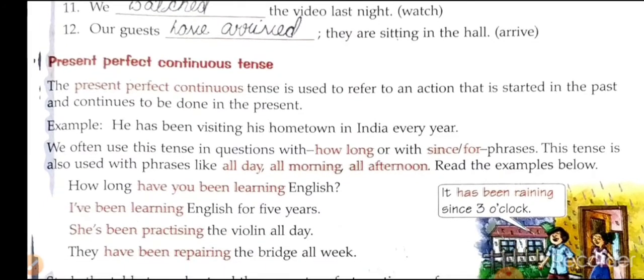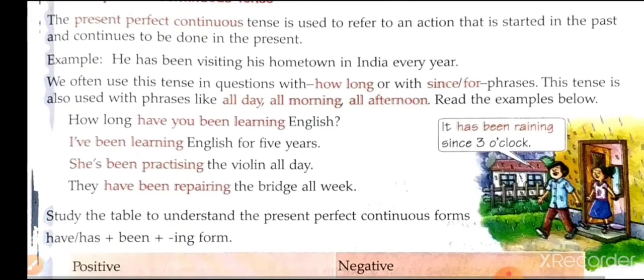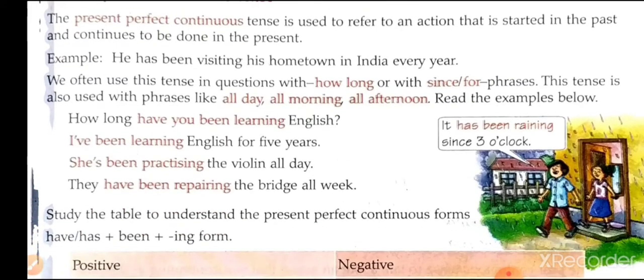Present perfect continuous tense. The present perfect continuous tense is used to refer to an action that started in the past and continues to be done in the present. Example, he has been visiting his hometown in India every year. We often use this tense in questions with how long or with since/for phrases. This tense is also used with phrases like all day, all morning, all afternoon.